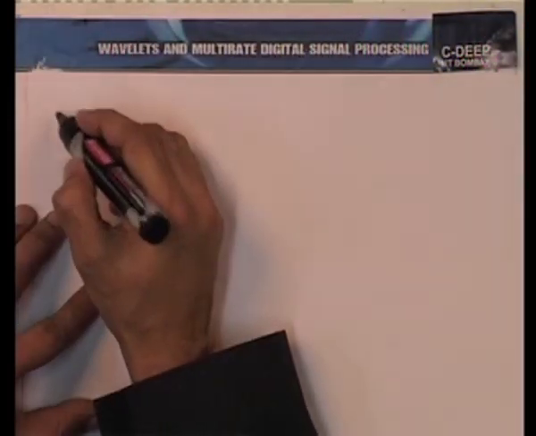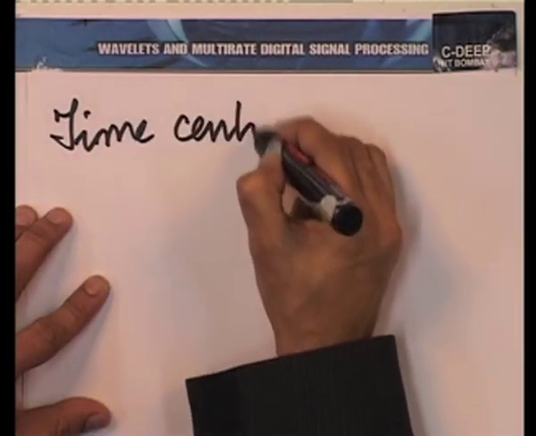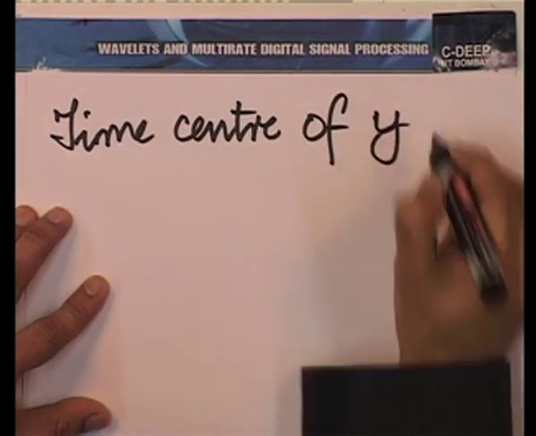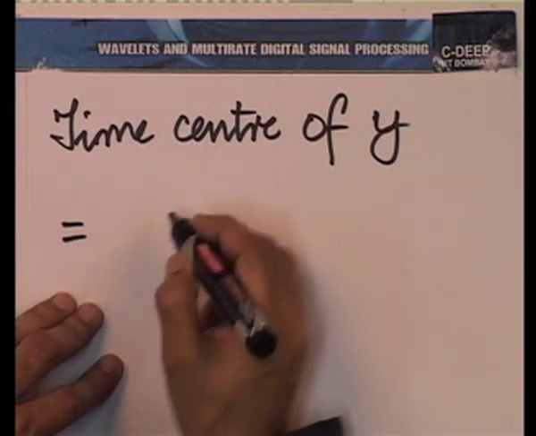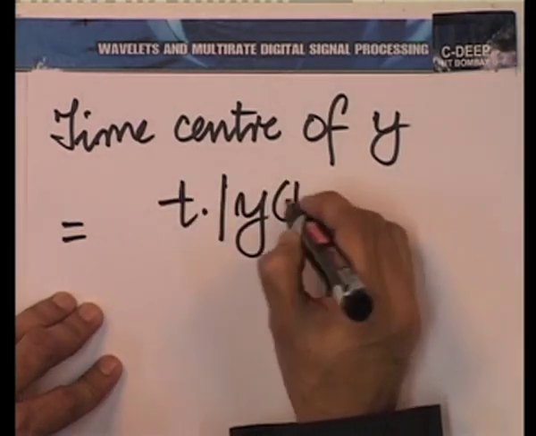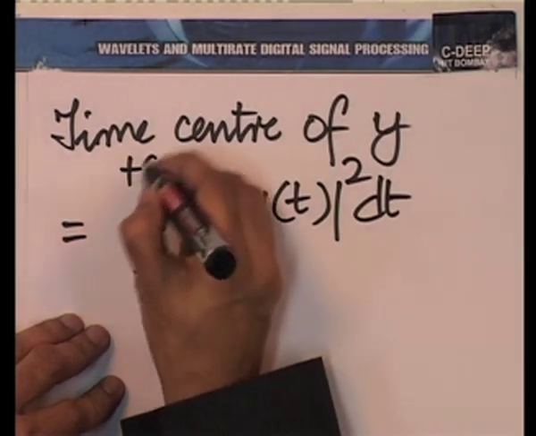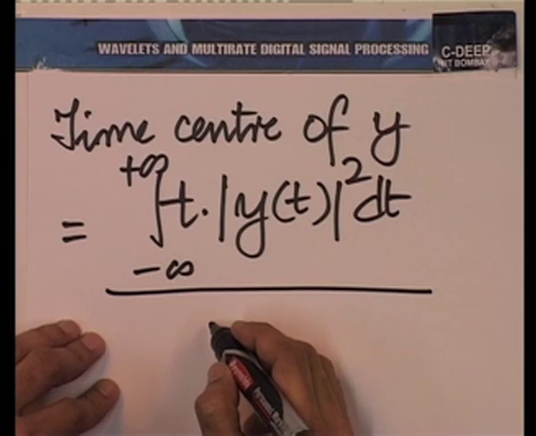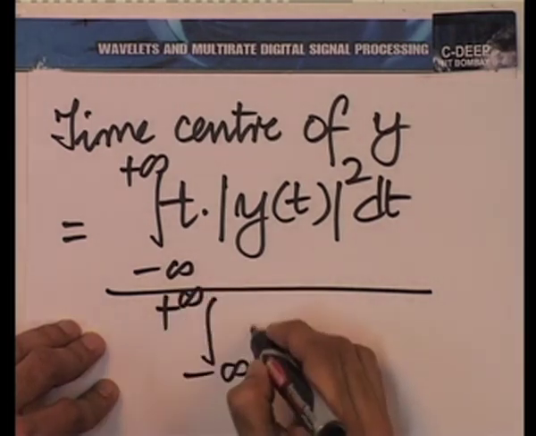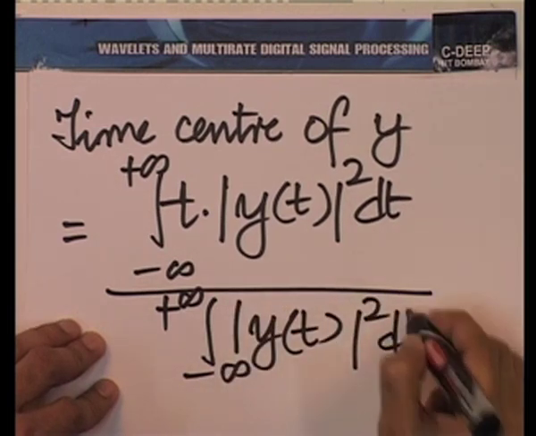Now, of course, we can use the same reasoning. I have illustrated the thought behind the reasoning, and if we write down the time center and the frequency center expressions, let us write down the time center. As we said, we are going to focus on time. So, let us write down the time center expressions. The time center of y is going to be given by integral of t times mod y t squared dt, divided by the integral of mod y t squared dt.